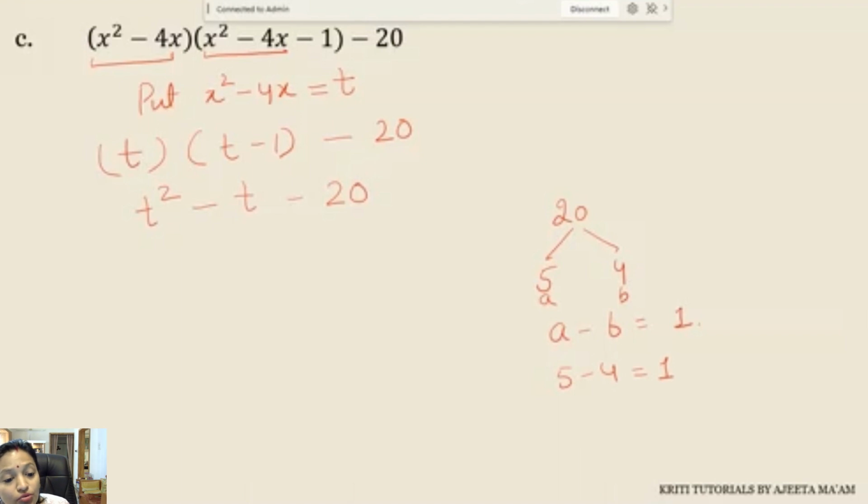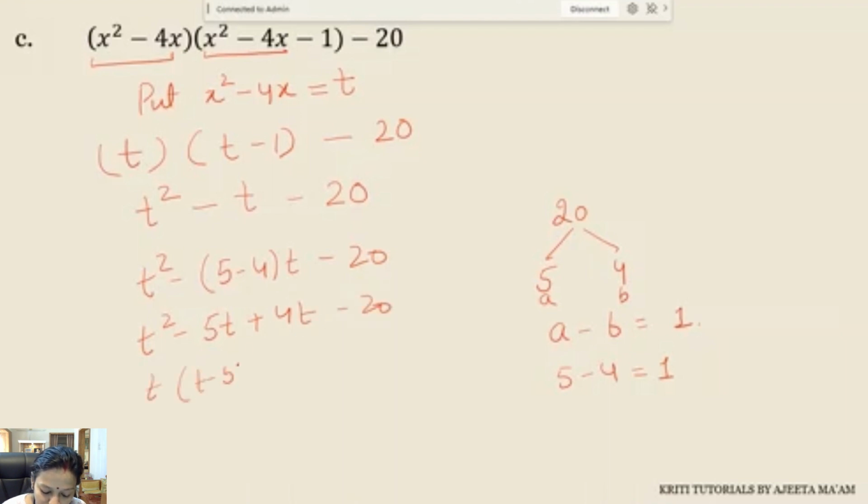So nothing to think much. t square minus 5t plus 4t minus 20. So we take t common from the first two terms to get t minus 5, and if we take 4 common, we get again t minus 5. We have done so many questions related to this. Now what's the next step? The next step is we have to resubstitute whatever we substituted first. That is, we have to give the answer in the x variable only, so I have to resubstitute it.